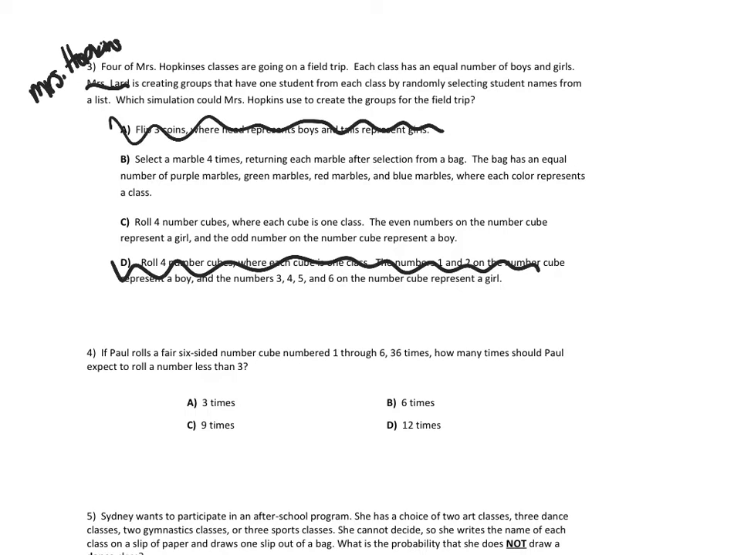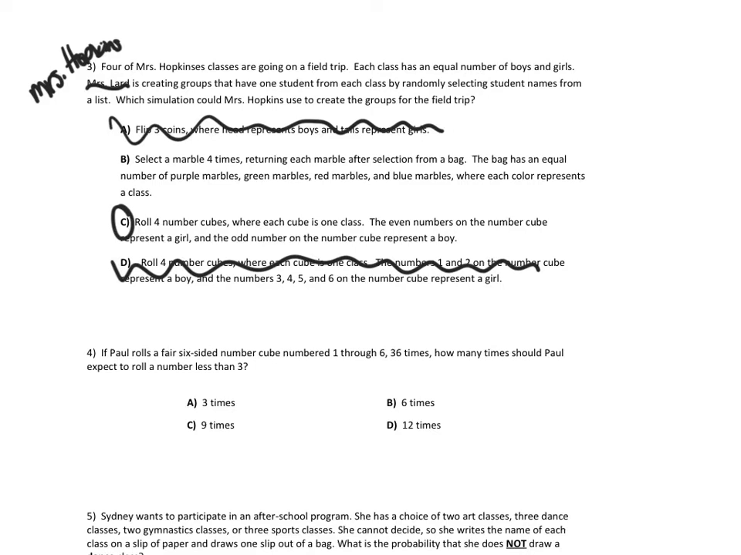I think it's C because they've got an even chance of selecting. So you're going to pick a girl from class 2. Is that what you're saying? Roll 4 number cubes where each cube is 1 class. The even numbers. Okay, so that could work. I see where B could go too, though. Okay, I don't really love either one of those. I thought they were both kind of weird. I kind of picked C earlier when I was looking at it.